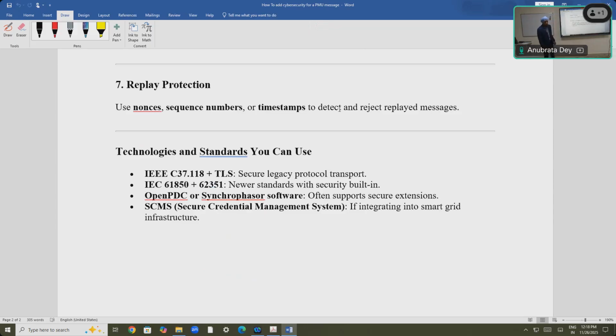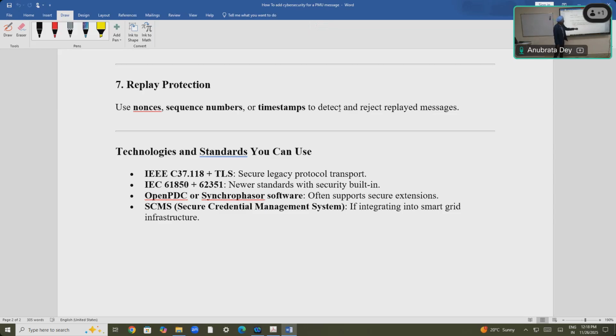Okay, just a quick thing: because you were talking about the PMUs, I thought I better give you some idea how to secure the data. So what technology will you use? The standard is obviously TLS that we talked about. IEC, we talked about this standard. So that's how you can secure that.